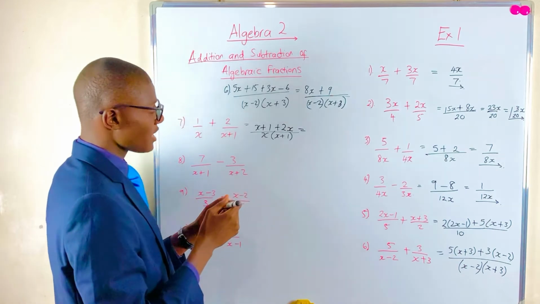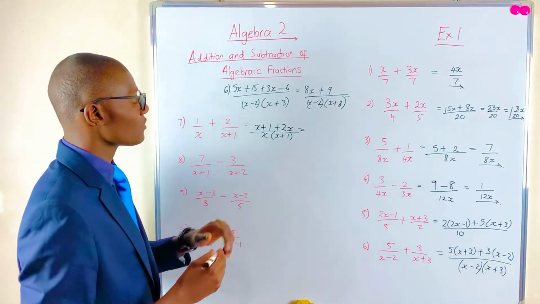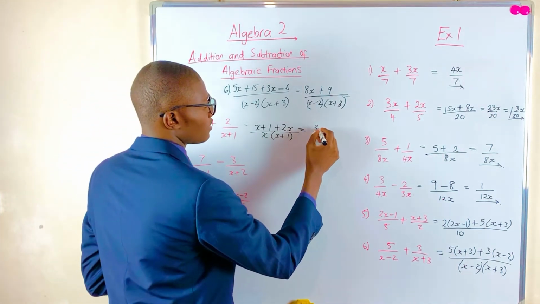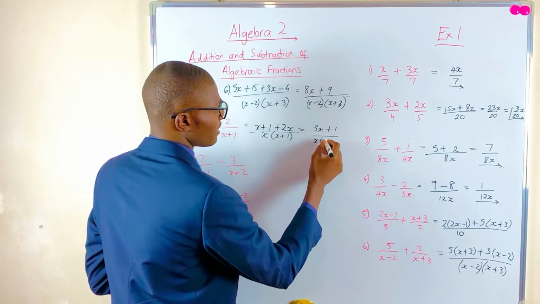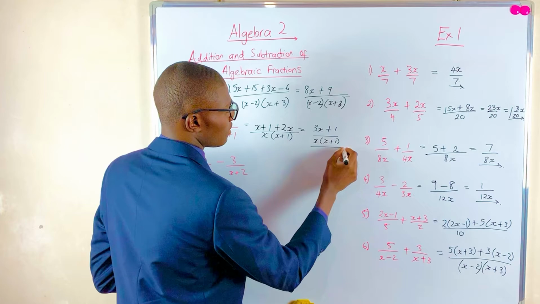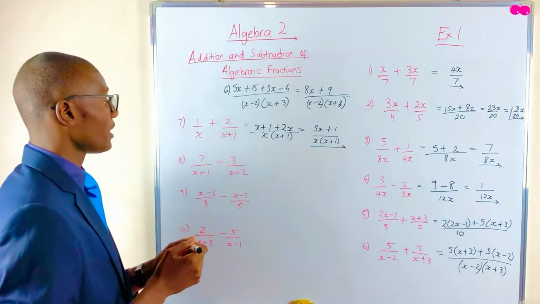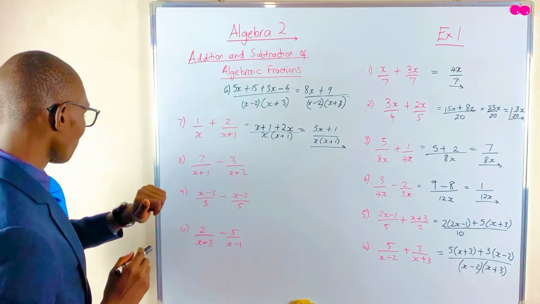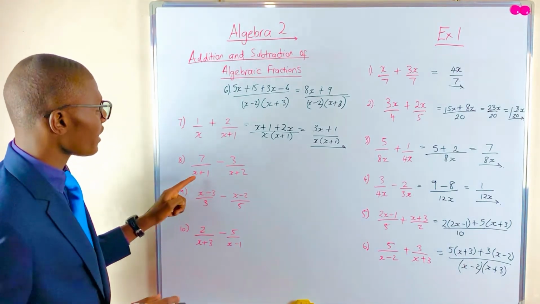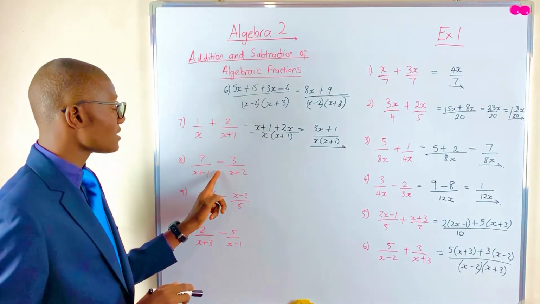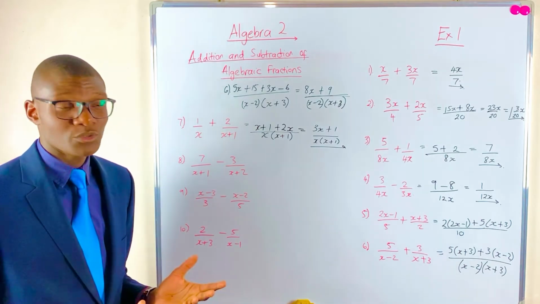Then now we can say x plus 2x, we get 3x. 3x plus 1 over x times x plus 1. So this will be the final result that we get for number 7. Then now moving on to number 8, we've got 7 over x plus 1 minus 3 over x plus 2.